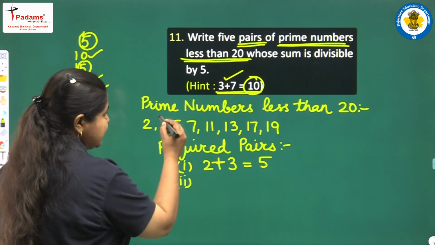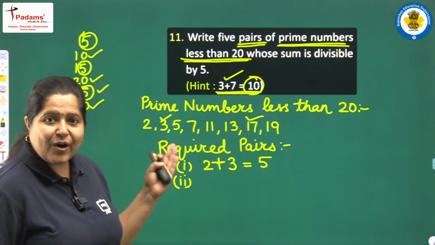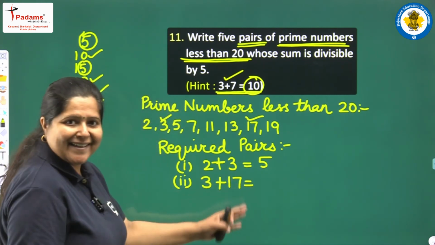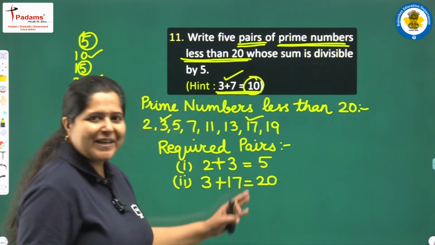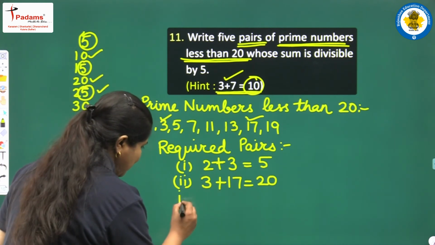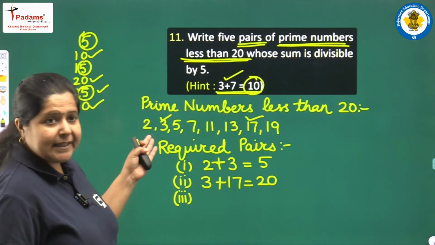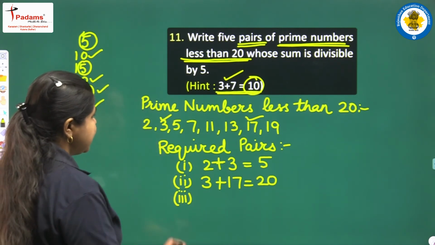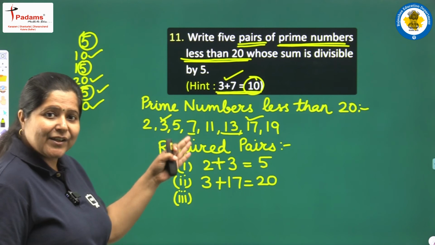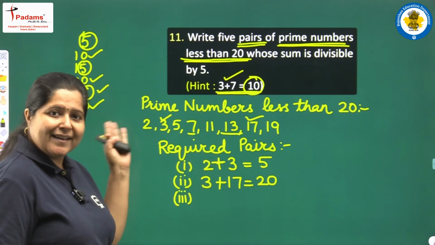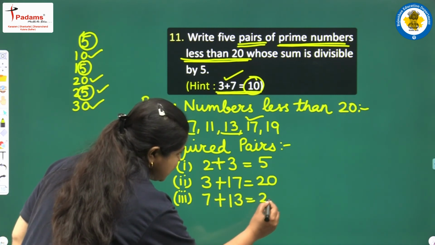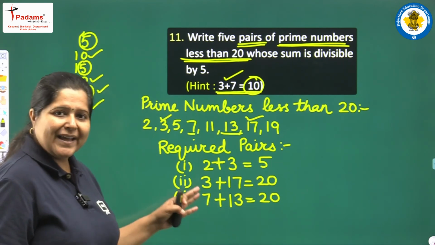If we add 3 and 17, now what will we get? 3 plus 17. It's 20. Yes, now it's very much divisible by 5. And so, this is the second pair that we have got. Then we look out for the third pair. What can be the third pair? Clearly, if we add 7 and 13, again we will get 20, and that will be divisible by 5. So, we can write the third pair as 7 plus 13 equal to 20.